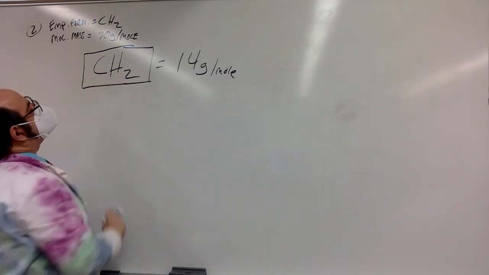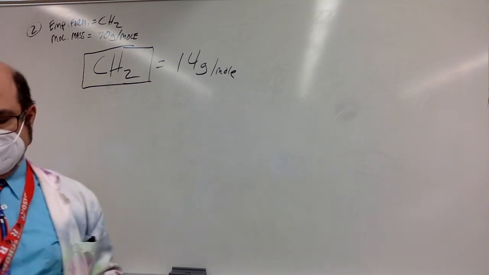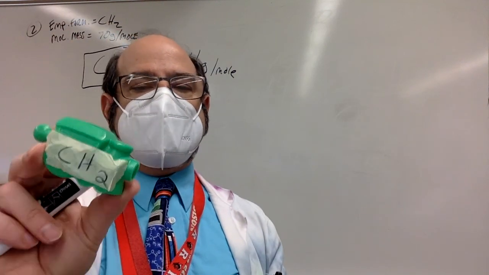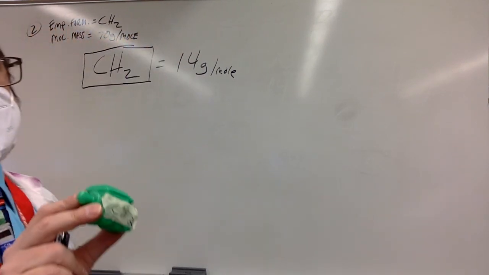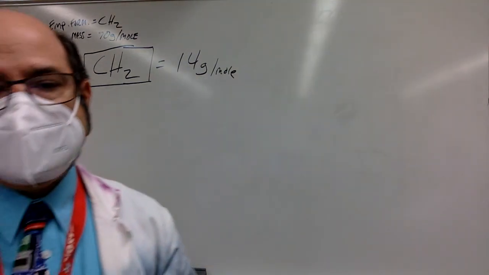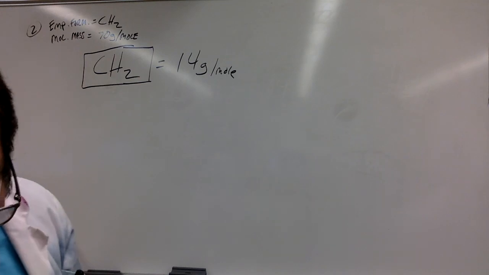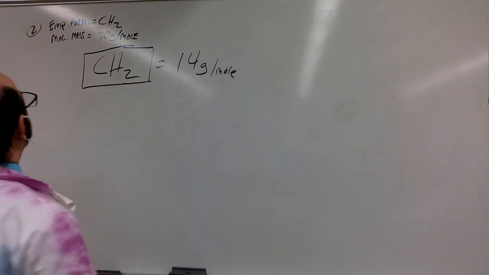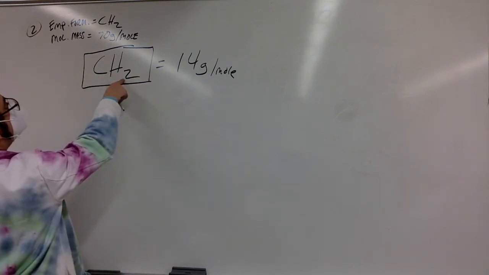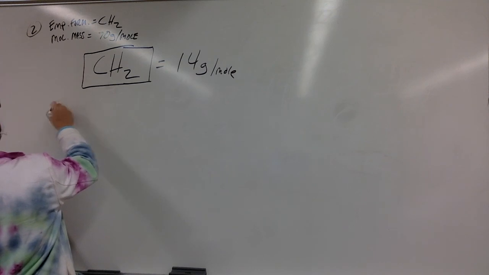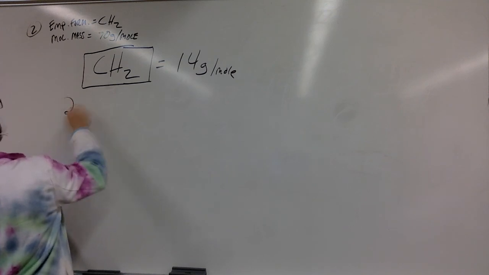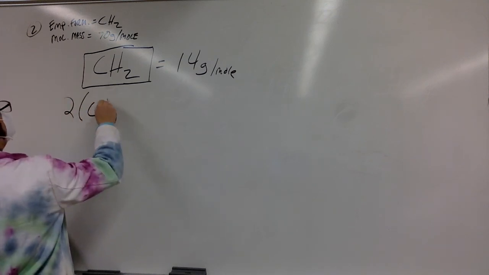Okay, so this is the empirical formula. This is one pop-up. But what if there were two pop-ups? What would the molecular formula be? Well, it would be two of these. So it would be 2 times CH2.